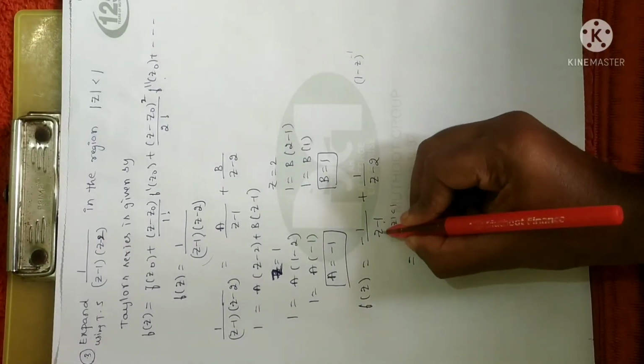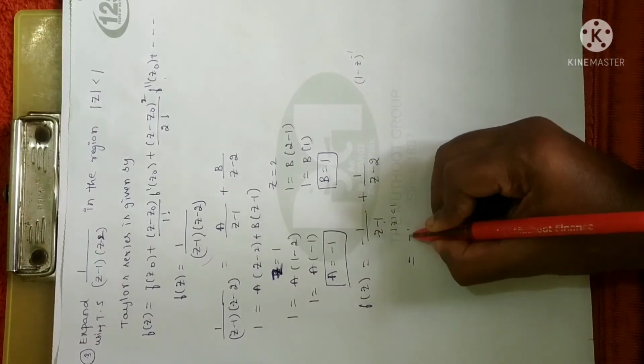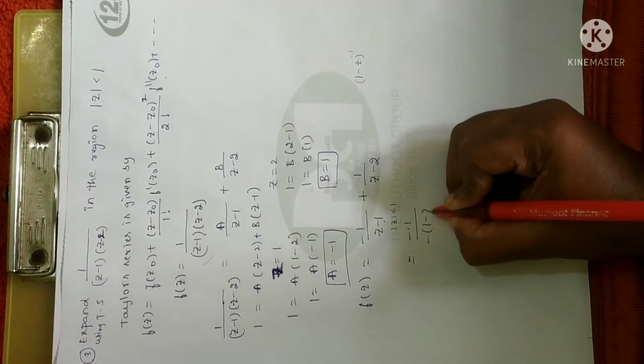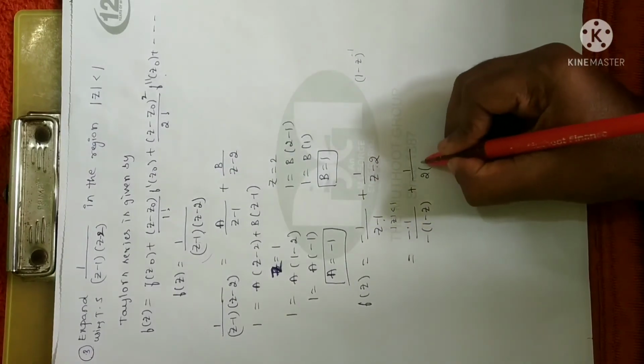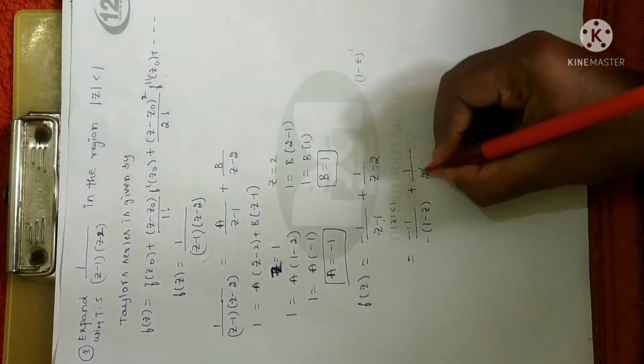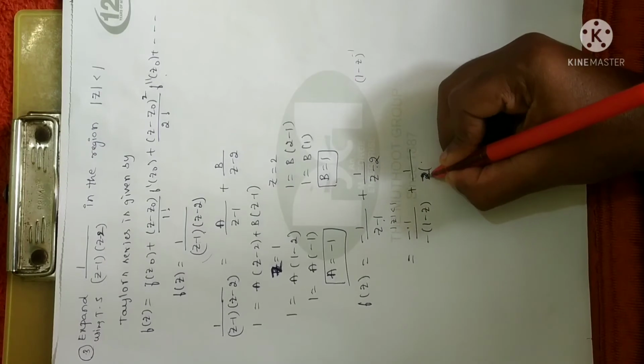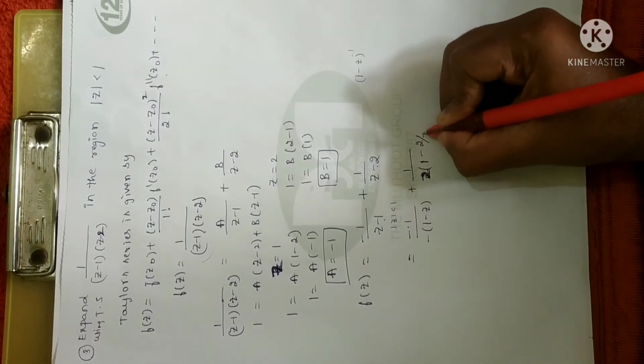Since I have z minus 1 in the denominator, let me take minus as a common term. So you will get 1 minus z here. In the denominator of this term, I am going to take 2 as a common term. So instead of 2, let me take z as common term, so that you will get the standard form 1 minus 2 by z.